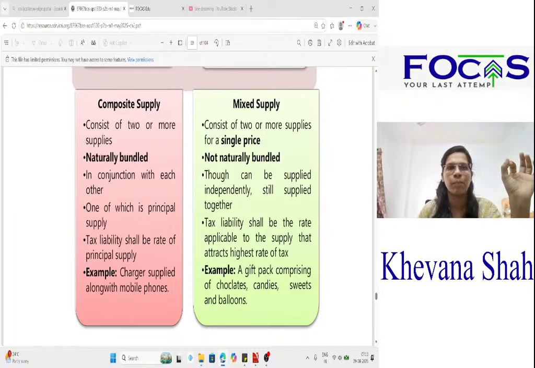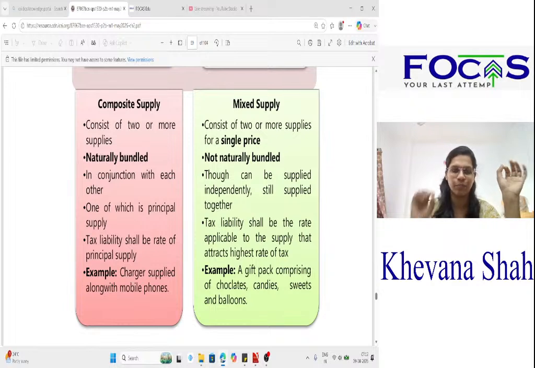See, composite supply consists of two or more supplies which are naturally bundled and supplied in conjunction with each other, one of which is your principal supply, and the tax liability shall be at the rate of the principal supply. Example, a charger supplied along with a mobile phone. Without the charger, you will not be able to charge your mobile phone, and your mobile phone will be useless in that case. So that is the reason these two are naturally bundled supplies. Now the rate will be the rate of the principal supply, that is, the principal supply is your mobile phone.